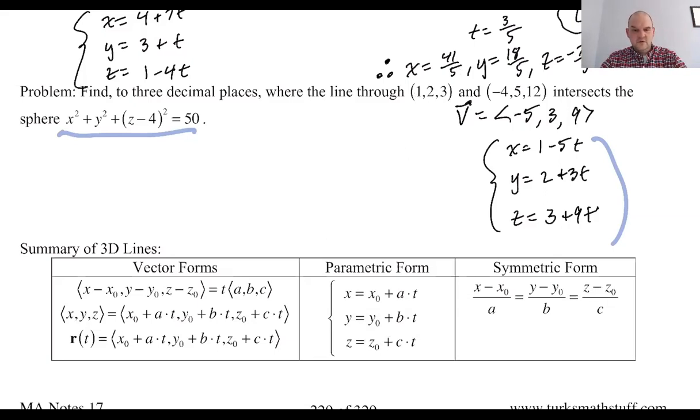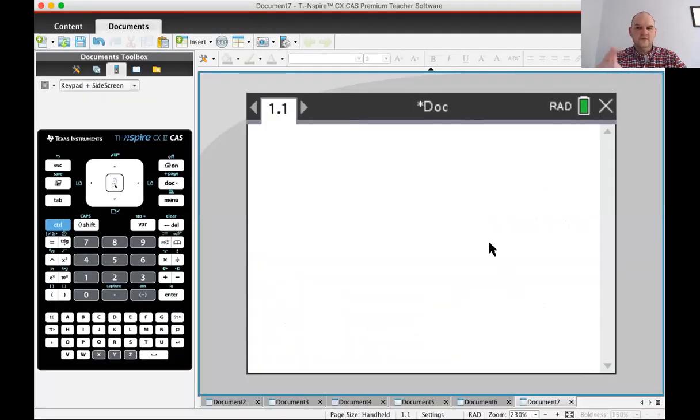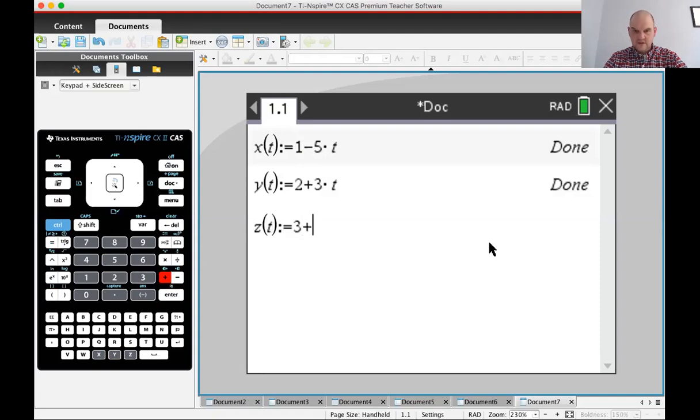So I need to open up the calculator, and then I need to share the calculator with you. Let's see. Here we go. There's the calculator, hopefully. I'm just going to type it in. I'm going to do x of t colon equals 1 minus 5t, y of t colon equals 2 plus 3t, and z of t colon equals 3 plus 9t. So now I have parametrics there.